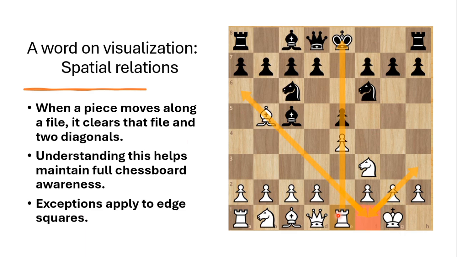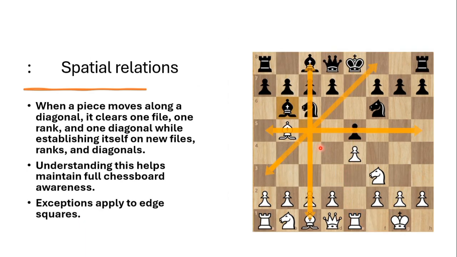So that's when we move across a longer rank rather. So we move along the diagonal, and this time we leave a file, we leave a rank, and we leave one diagonal. And we enter a new file, a new rank, a new diagonal. So file, rank, diagonal, and we enter a new file, rank, diagonal. So keep these spatial relations in mind.